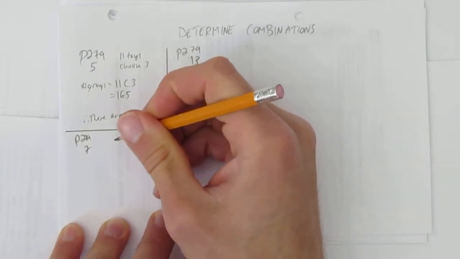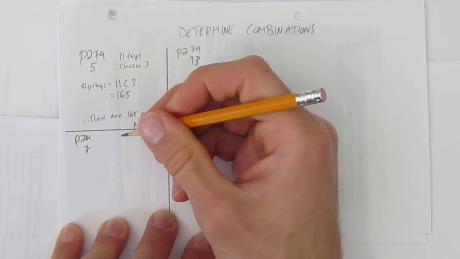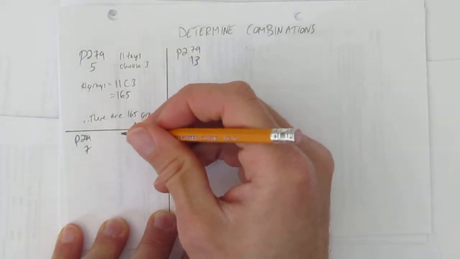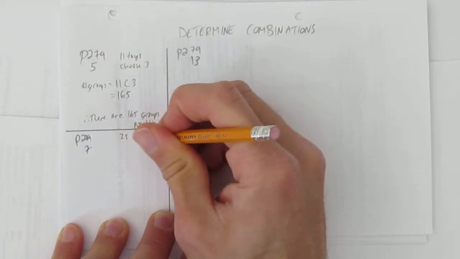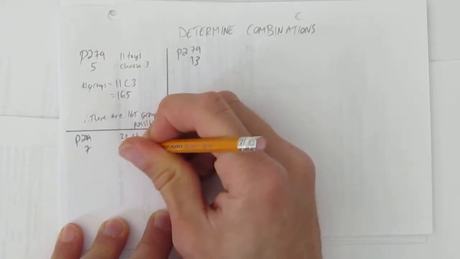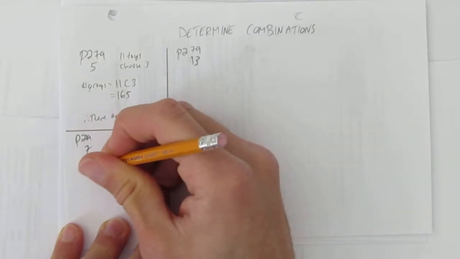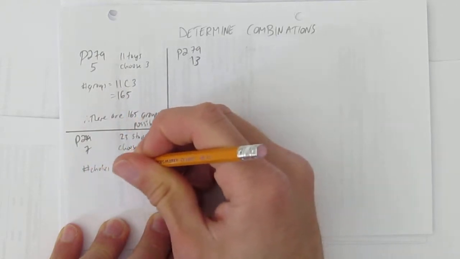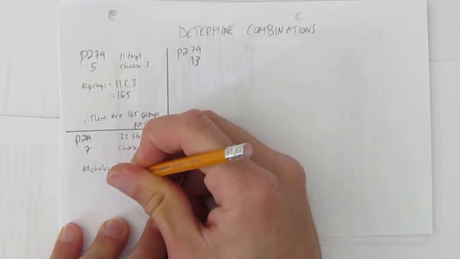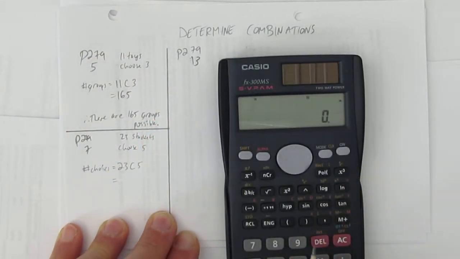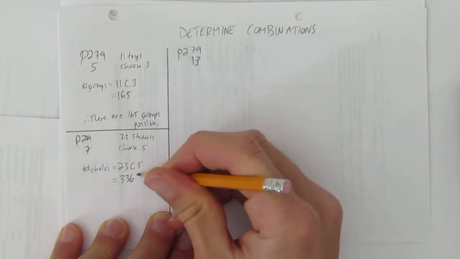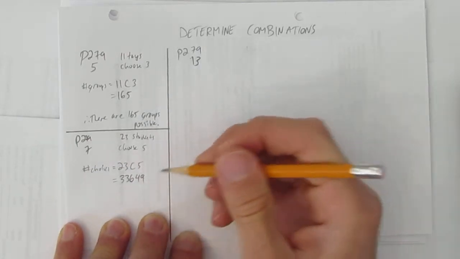Question 7, also from your textbook. In how many ways can a teacher select 5 students from a class of 23 to make a bulletin board display? So there are 23 students, and we want to choose 5. So the number of choices is 23 students, choose 5 of them. And again, just on your calculator, punching in 23, choose 5, and you get 33,649. So far, so good.